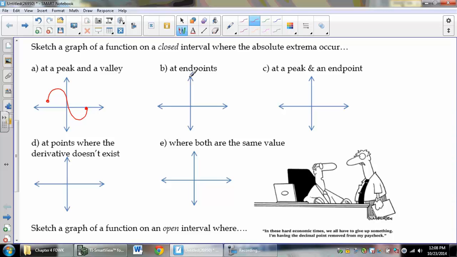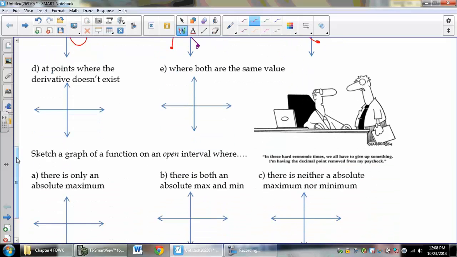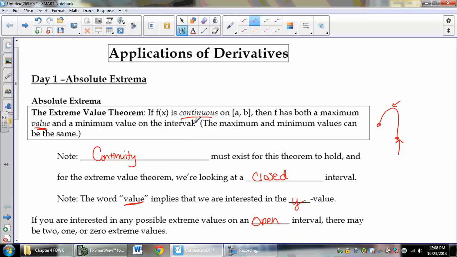If I want my absolute extrema to occur at endpoints, I can have a graph do whatever it wants as long as one endpoint is lower than the rest of the graph and the other endpoint is higher than the rest of the graph. I could also make a different one with just a straight line. There's a highest, there's a lowest. And last but not least, if I want my absolute extrema to occur one at an endpoint and one at a peak, I can have a peak up here and the other be down here at an endpoint.